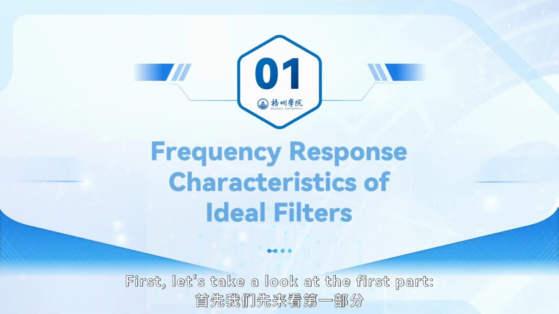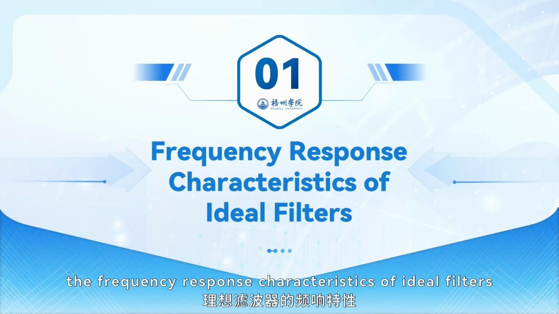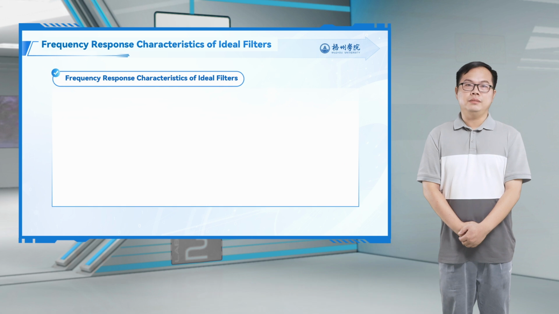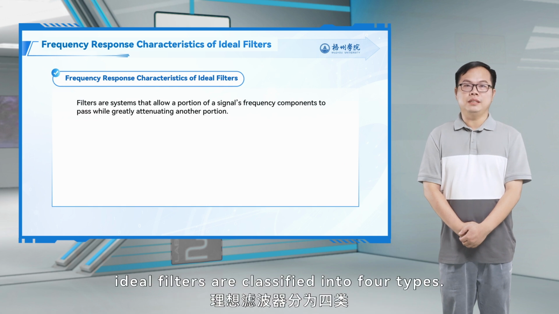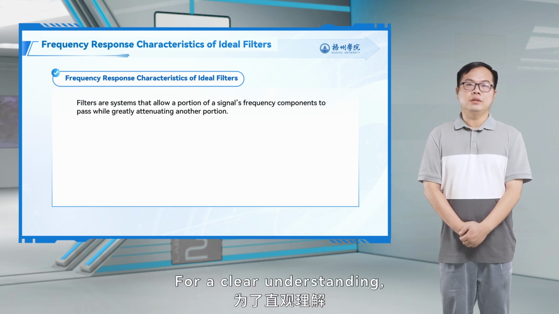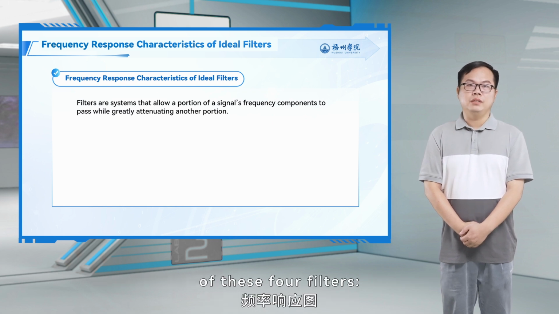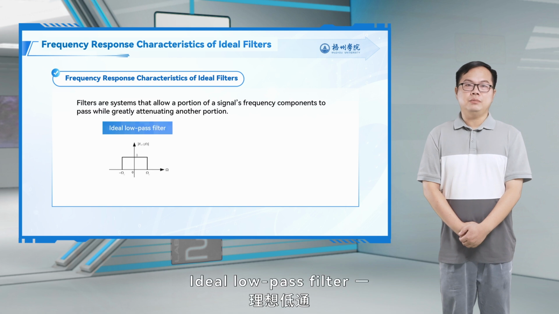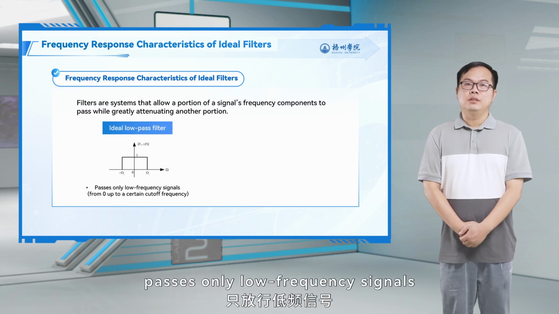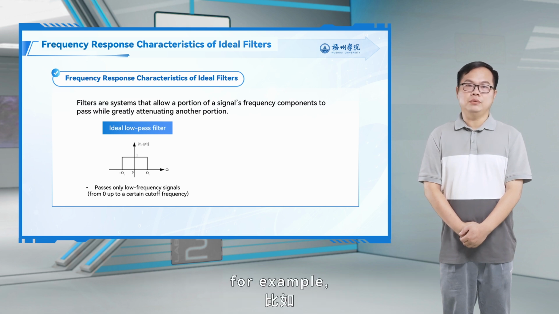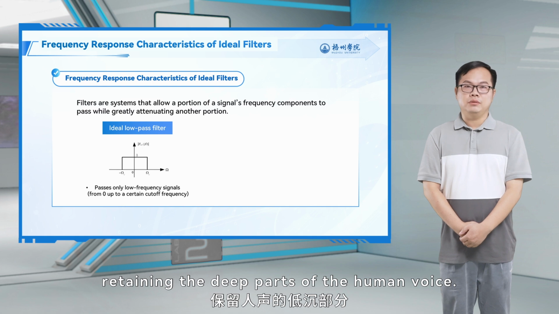First, let's take a look at the first part, the frequency response characteristics of ideal filters. According to their different passband rules, ideal filters are classified into 4 types. For a clear understanding, let us look at the frequency response diagrams of these 4 filters. Ideal low-pass filter passes only low-frequency signals, from 0 up to a certain cutoff frequency. For example, retaining the deep parts of the human voice.